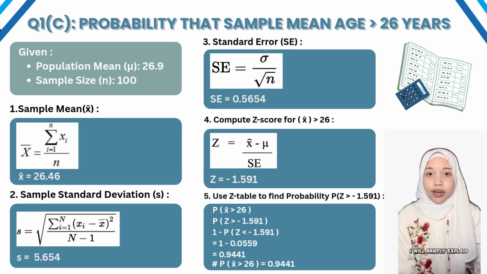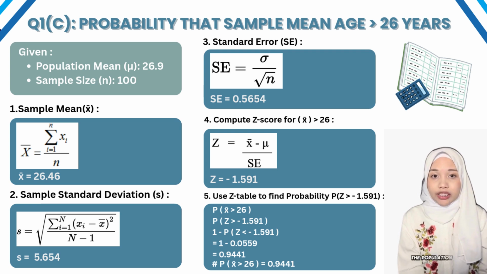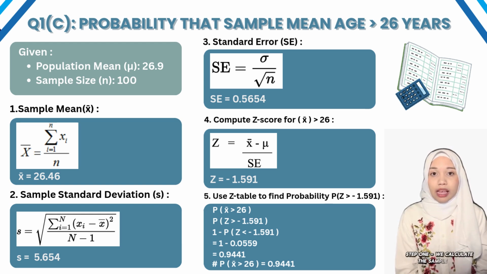I will briefly explain how we calculate the probability that the sample mean age is greater than 26 years. We start with the given values, which are the population mean of 26.9 years and the sample size of 100. Step 1, we calculate the sample mean, which is 26.46 years.